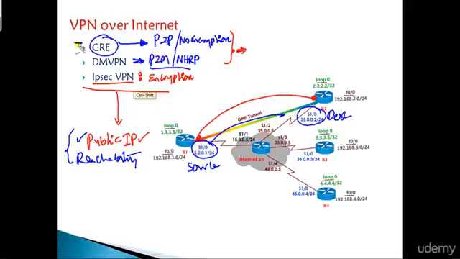Probably first we'll start with GRE and some implementations of GRE, and also discuss some of the drawbacks of GRE, and then we'll get into some DMVPN implementations, and then in the next section we'll talk about IPsec VPNs. Both GRE and DMVPN do not provide any encryption, whereas IPsec is going to provide point-to-point connections and it's going to provide encryption.